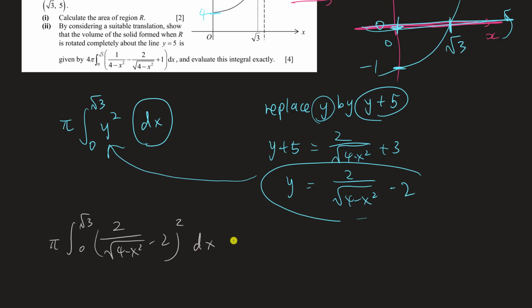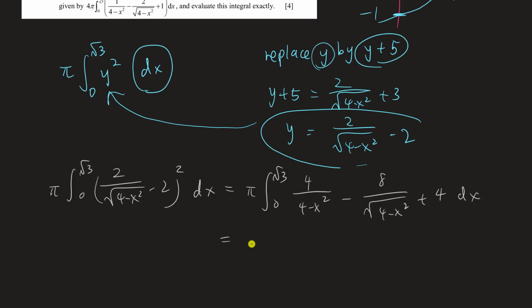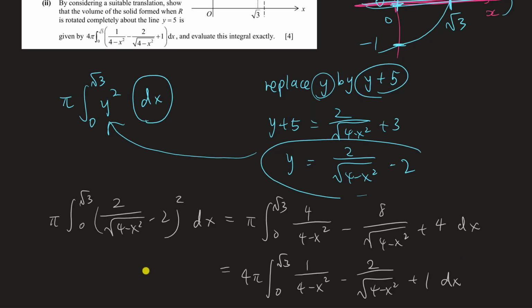So let's just simplify this. Pi, 0 to √3. Expand this, I will get 4 over 4 minus x squared, minus 2 times this times this, which will give us -8 over root 4 minus x squared, plus 4, with respect to x. Pulling out 4 would give us 4 pi, 0 to √3, 1 over 4 minus x squared minus 2 over root 4 minus x squared plus 1 dx. Exactly what they want us to show here. So now we are done with the showing part. Now do the integration and evaluate it.